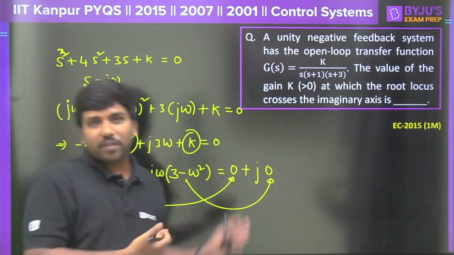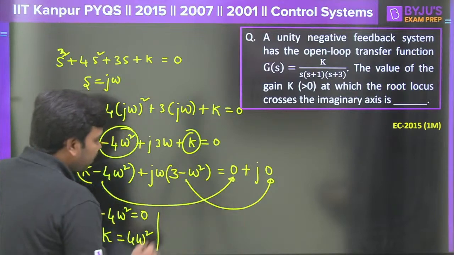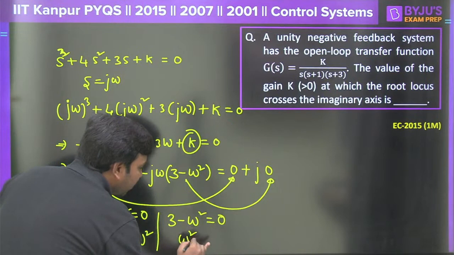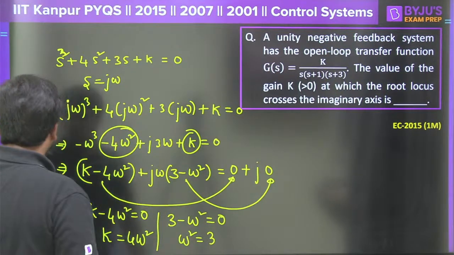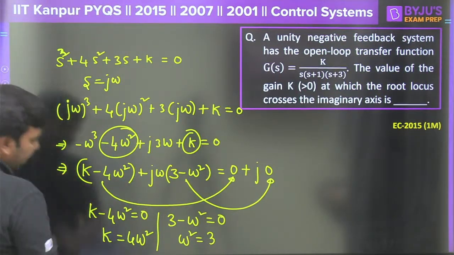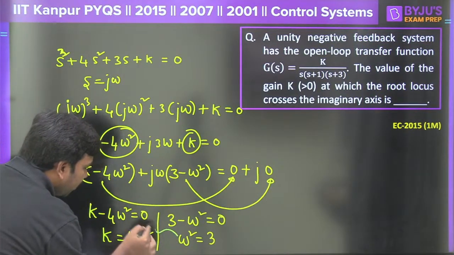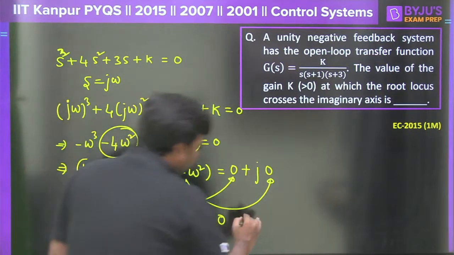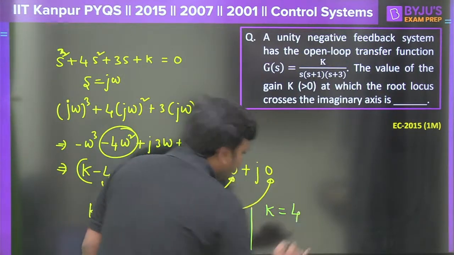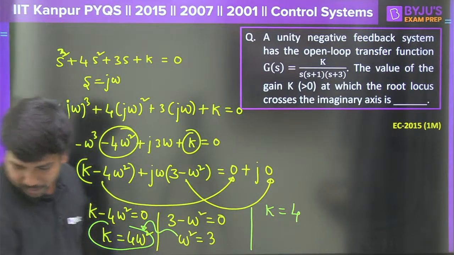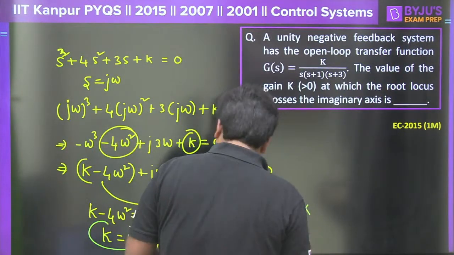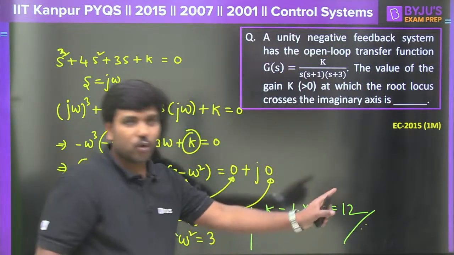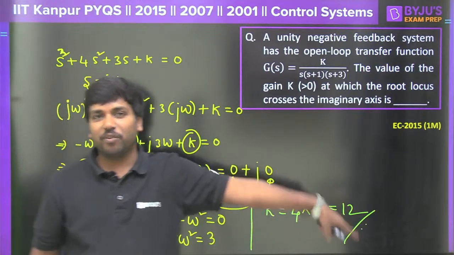Anyone who has common sense can answer this, right? So the other side we have 3 minus omega square is equal to 0. Therefore omega square is equal to 3 here, correct? Then you can take this omega square value and substitute here. K is equal to 4 into omega square, so 4 into 3, that is equal to 12. So the answer is K is equal to 12. I repeat, the answer is K is equal to 12.